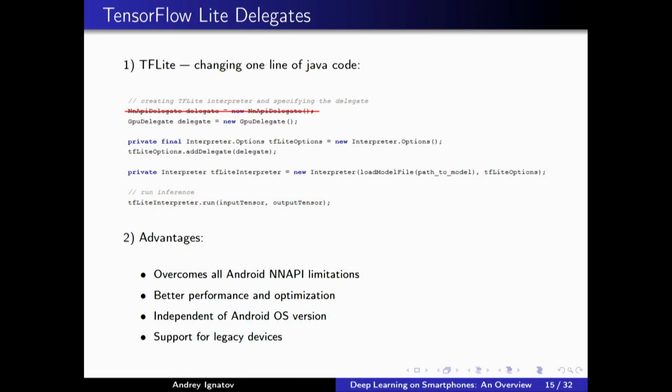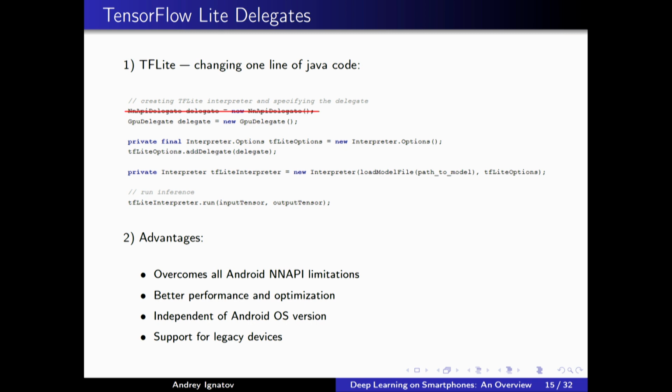From a developer's perspective, you just need to change one line of code. Instead of adding an NNAPI delegate, you add some custom delegate. And the advantages are pretty clear. In this case, you can overcome all NNAPI issues. In this delegate, one can add many new ops that are not supported by NNAPI, or some extra functionality. Better performance and optimization, simply because you're using the latest version of the optimized drivers.